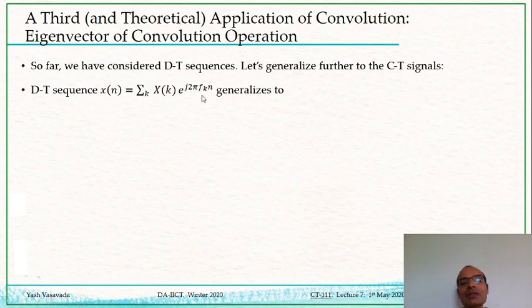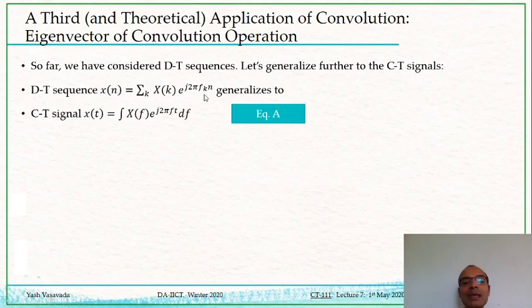The input sequence x of n, which we have taken to be of this form, remember, using that synthesis formula. How will it generalize when we go to CT? Well, first of all, this summation will get replaced by integration. And then this capital X of k, because it is indexed by the frequency variable, will become a function of frequency. And then finally, whenever we have integration, we need to have that infinitesimally small delta term. But that delta term will now be nothing but delta of frequency. And so this equation generalizes to a continuous signal x of t given as this.